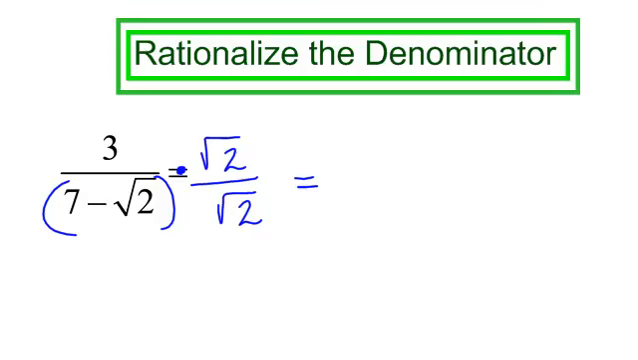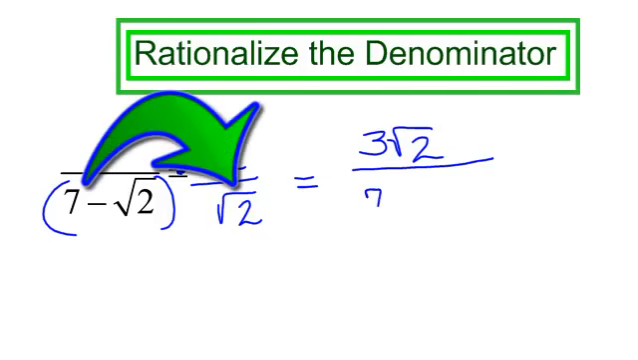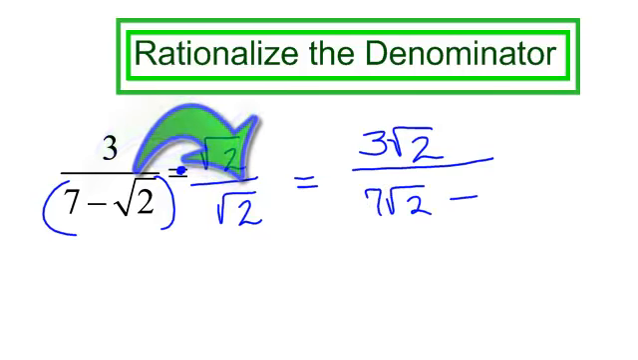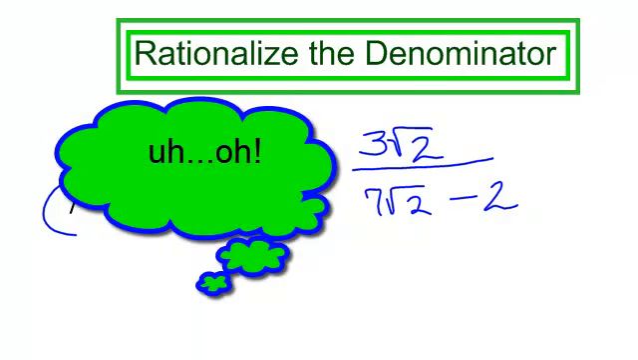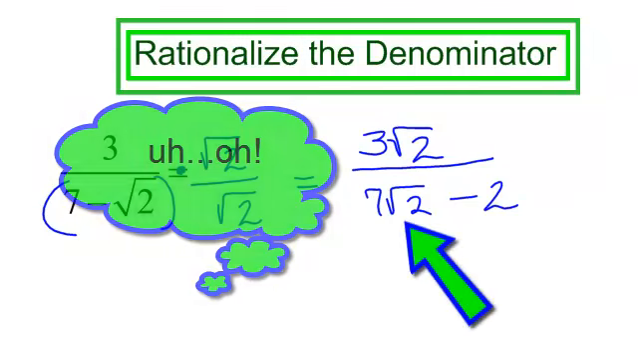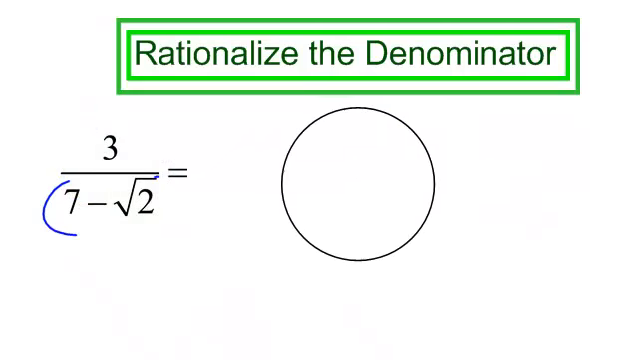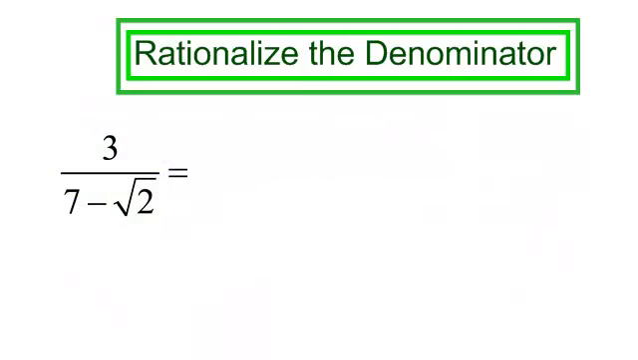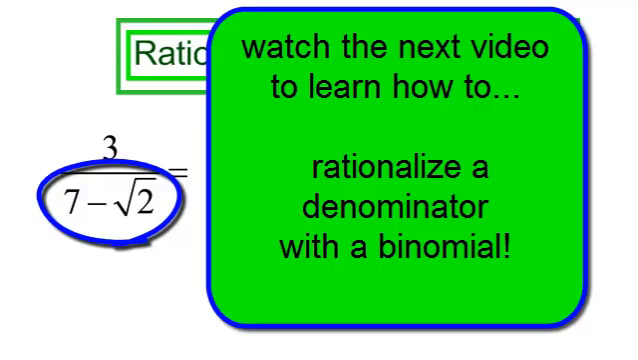Well, let's get to work. In the numerator, 3 times radical 2 is 3 radical 2. In the denominator, I have to use the distributive property. Radical 2 times 7, that would be 7 radical 2, minus radical 2 times radical 2, which is radical 4, which is just 2. Uh-oh. I still have a radical in the denominator. That was not the answer to my problem. Tune in to the next video if you have a binomial in the denominator that has a radical in it.